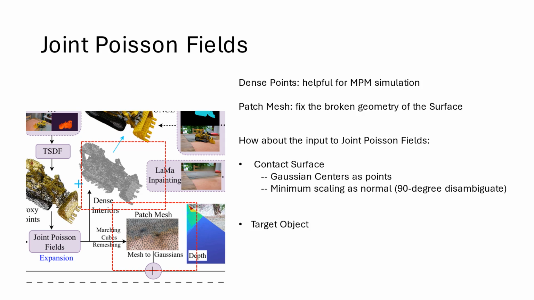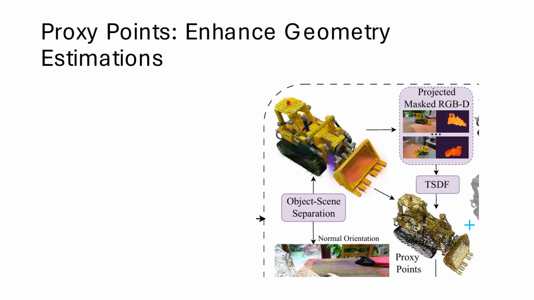There is a context surface and a target object that are different. For the context surface, we're using the Gaussian centers as points. That is easy. And for the normals in the Poisson reconstruction, we're using the minimal scaling axis as the normal. But for the target objects, the case is different since the geometry is very complex. So we're using proxy points instead of Gaussian centers.